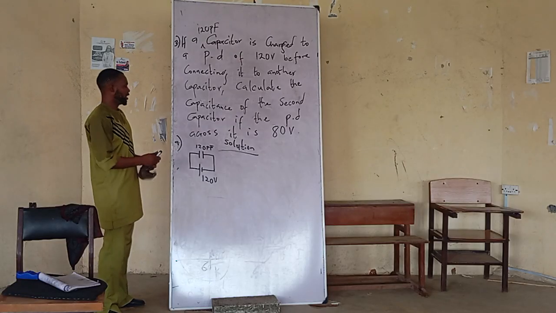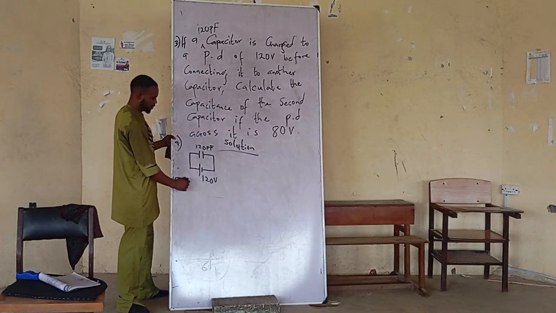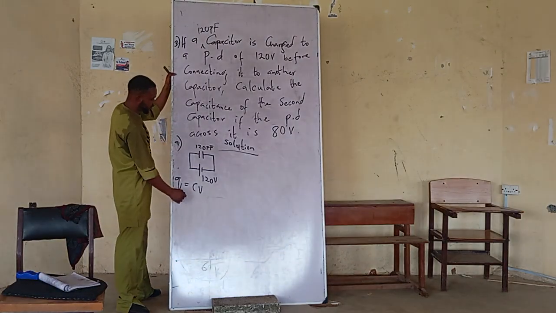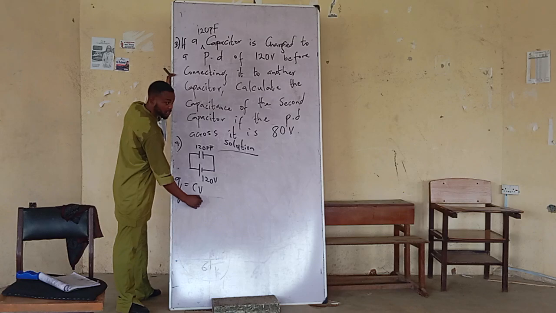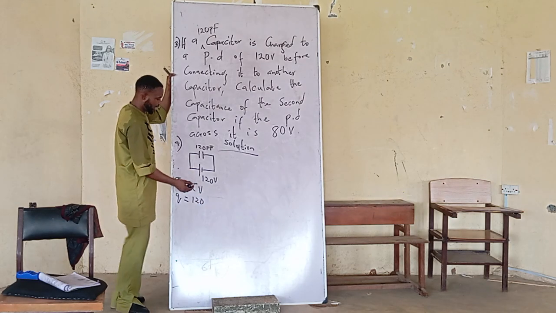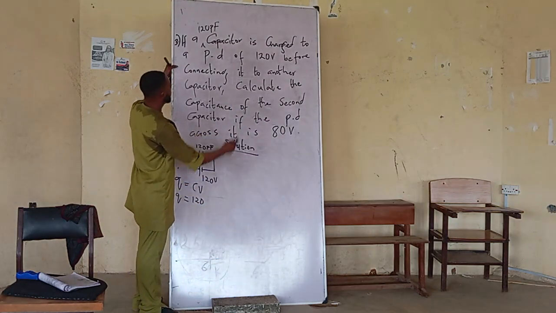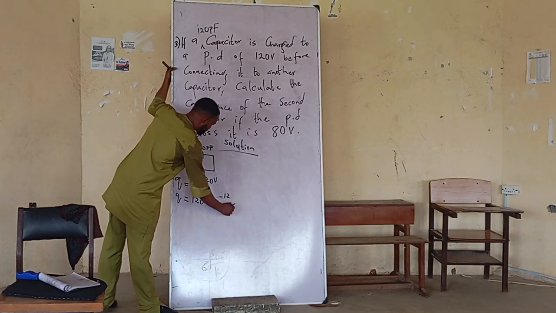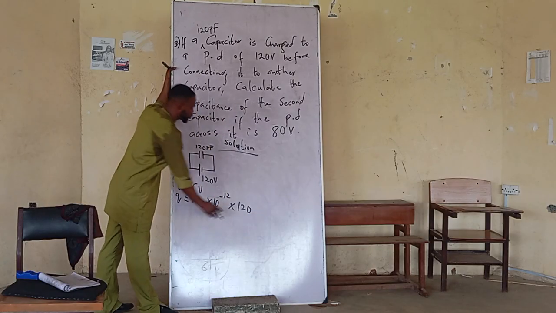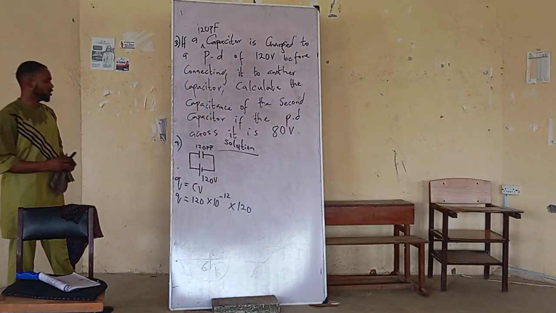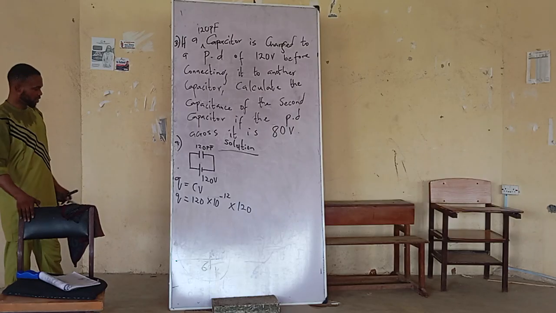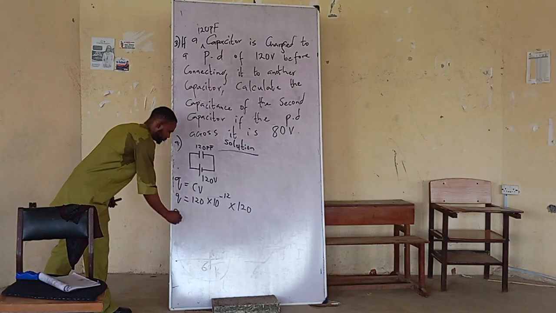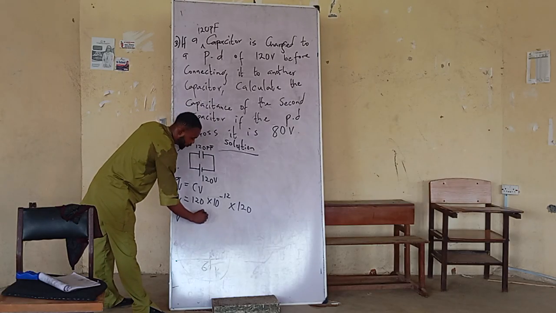So if I have this, I can remember that Q is equal to CV. Because it's just one capacitor I have, Q here will simply be equal to the capacitor here, 120 picofarad, times the voltage. If you want, you can convert it: 10 raised to the power minus 12 times 120. Why am I converting it? Because it's just one half. But if you want, you can still use this.